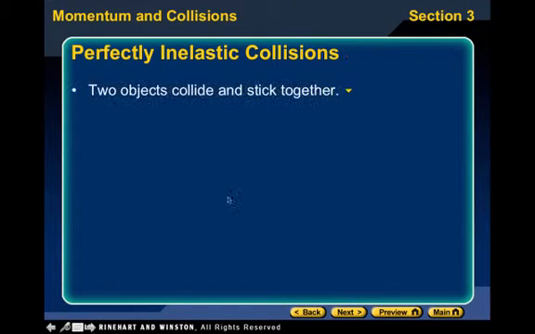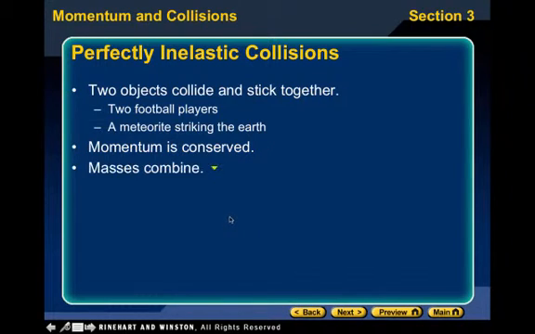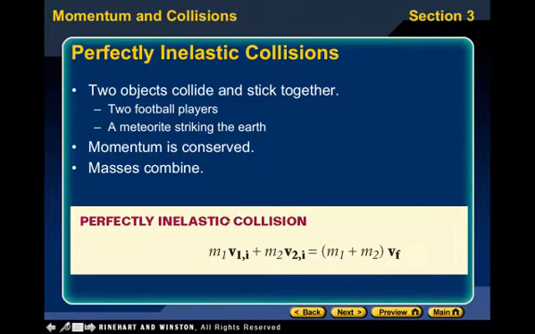So perfectly inelastic, where two objects collide and stick together, like the two football players, a meteorite striking the earth, the bullet hitting the block. Momentum is conserved. The masses combine after the collision, and we have this. So we really did an example of this already when we did the mass of the two football players combining.